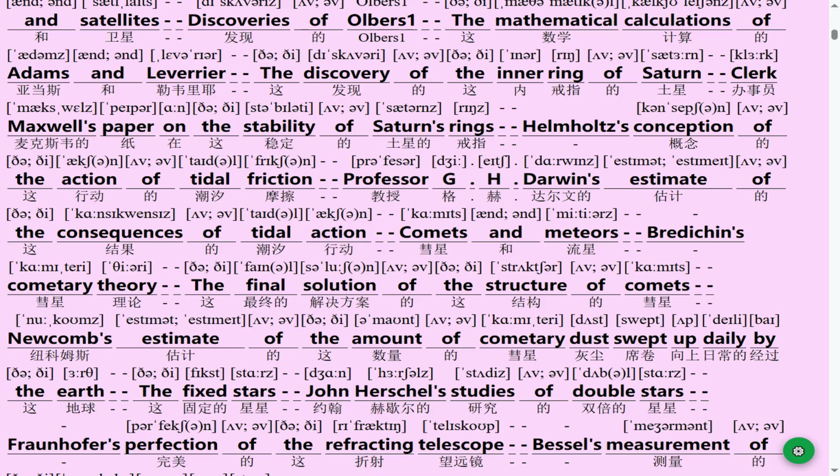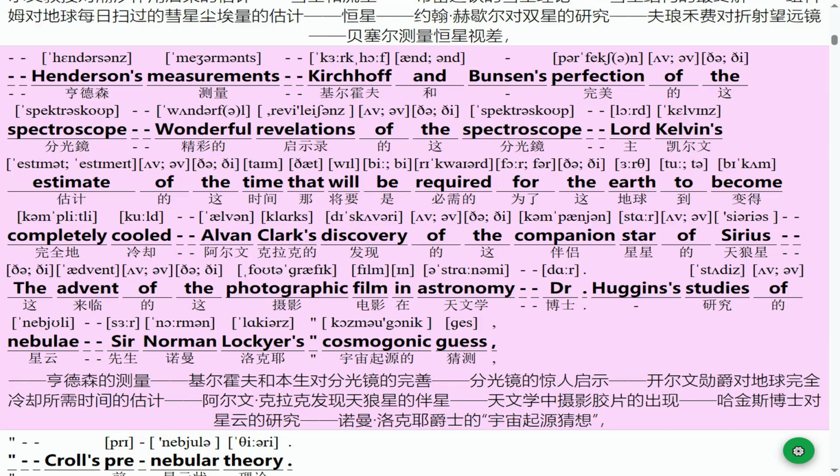The fixed stars. John Herschel's studies of double stars. Fraunhofer's perfection of the refracting telescope. Bessel's measurement of the parallax of a star. Henderson's measurements. Kirchhoff and Bunsen's perfection of the spectroscope. Wonderful revelations of the spectroscope. Lord Kelvin's estimate of the time that will be required for the Earth to become completely cooled.